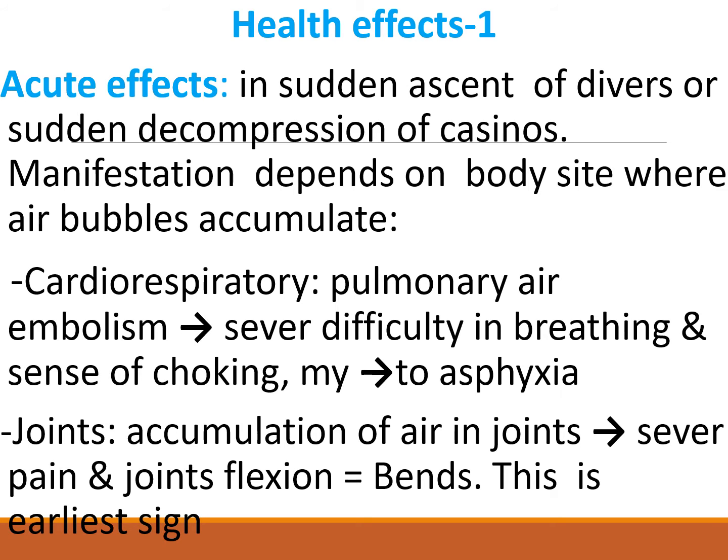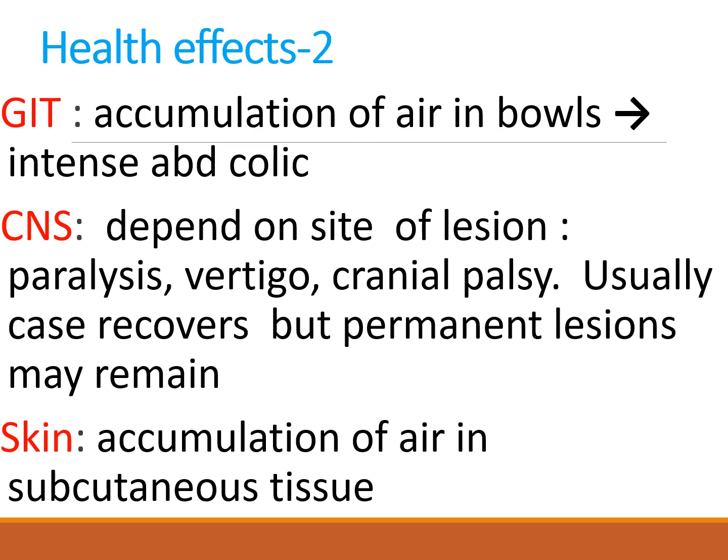Cardiorespiratory manifestations: pulmonary air embolism, which leads to severe difficulty in breathing and a sense of shock, and may lead to asphyxia. Joints: accumulation of air in joints leads to severe pain and joint flexion, which is the bends. This is a rest sign. GIT: accumulation of air in the bowels leads to intense abdominal colic. CNS manifestations depend on the site of the lesion: paralysis, vertigo, cranial palsy. Usually the case recovers, but permanent lesions may remain. Skin: accumulation of air in subcutaneous tissue.